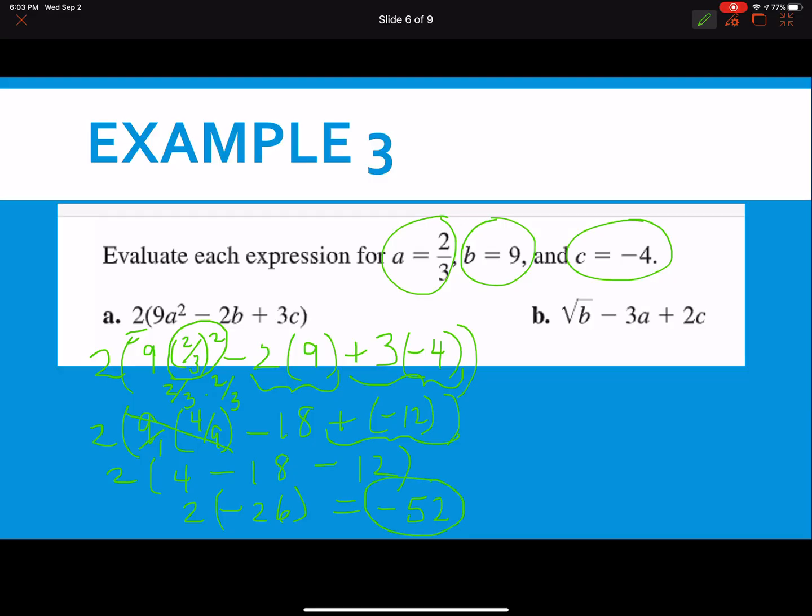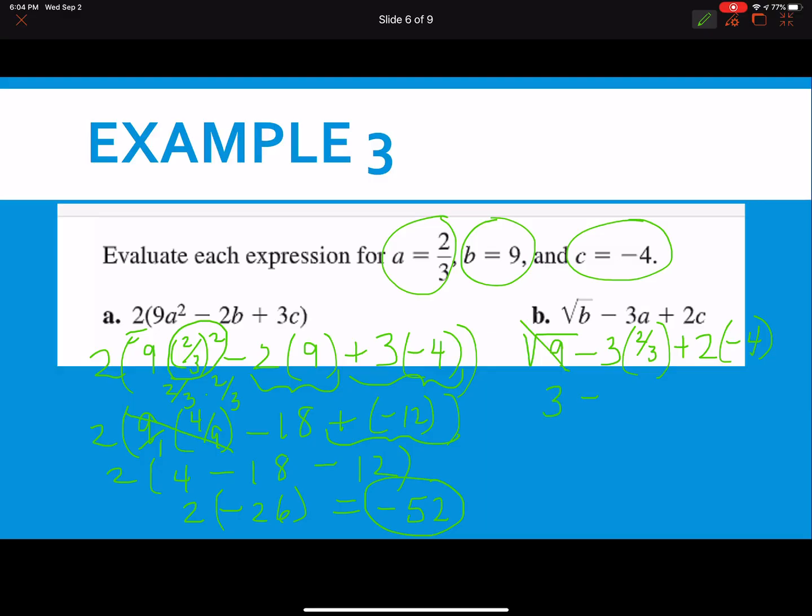Okay, let's look at B. In B, we have a radical symbol, and we're substituting 9 inside of that radical. So I'm going to go ahead and substitute there. Subtract 3 times a, and a is my fraction, 2/3, plus 2 times c, and c is my -4 value. Now I have parentheses, but those are just because I'm substituting. I have a radical, that's a grouping symbol. Let's go ahead and simplify that. What number times itself gives us 9? And that's 3.